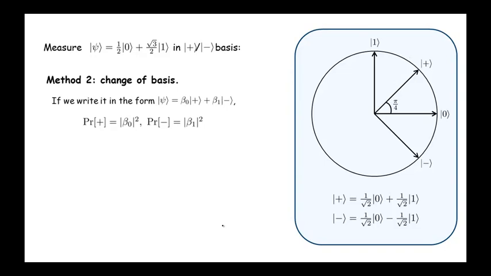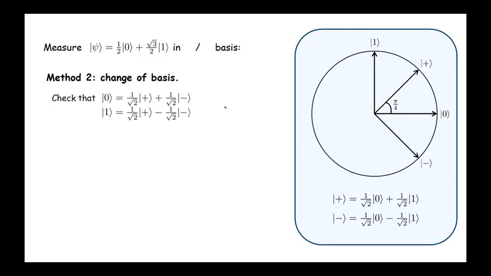Here's another way we can do this. What we can do is a change of basis. To figure out the probability of seeing plus or minus when we measure psi in the plus minus basis, first we'll rewrite psi in the plus minus basis. So we want to express it as beta naught plus plus beta 1 minus. And then if we are doing the measurement in the plus minus basis, we can just read it off. The probability of plus is beta naught magnitude squared, and probability of minus is beta 1 magnitude squared.